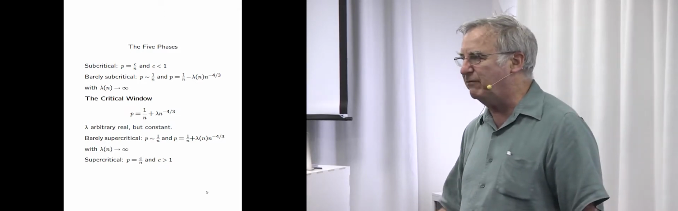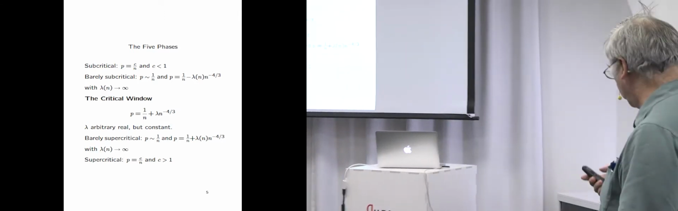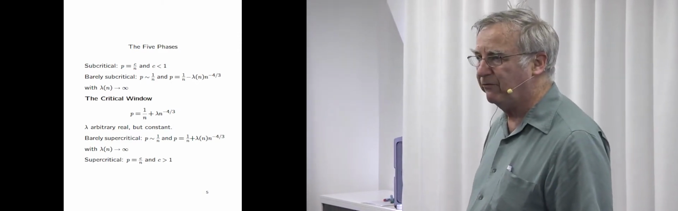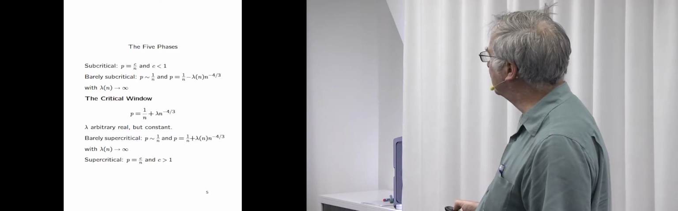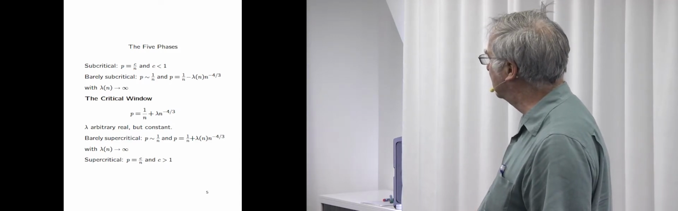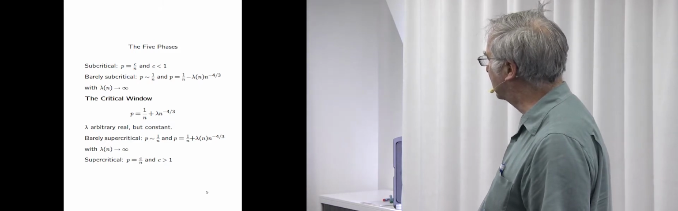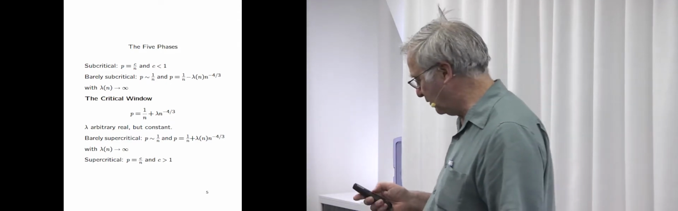And these will look very different, as we'll see in a moment. So now instead of 3 phases, there are now 5 phases. Basically, the barely subcritical looks like subcritical, and the barely supercritical looks like supercritical, as we will see.